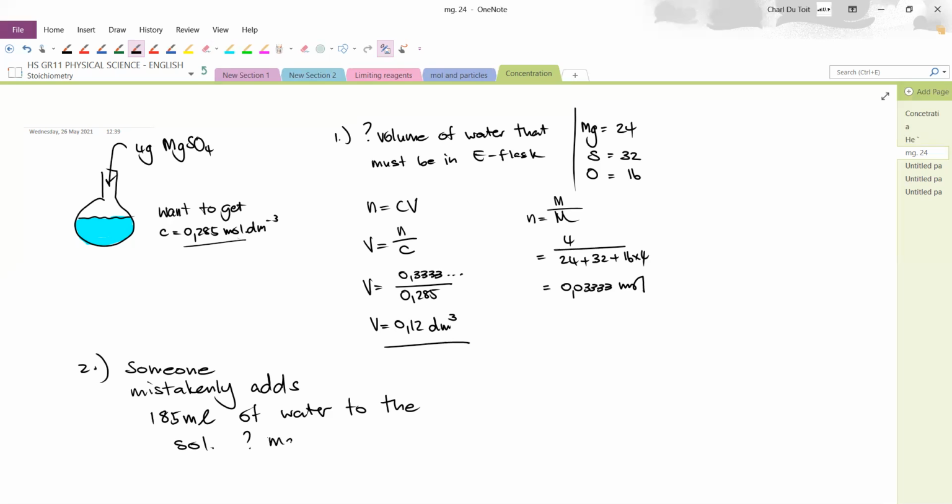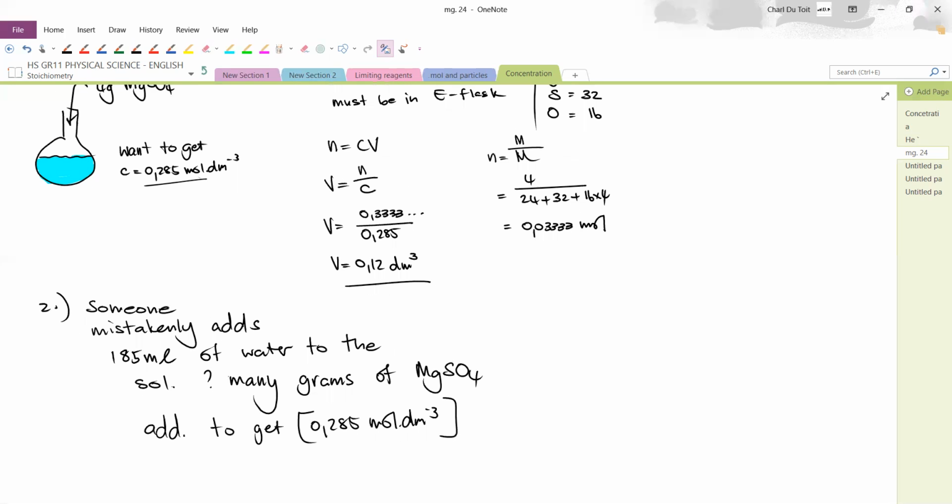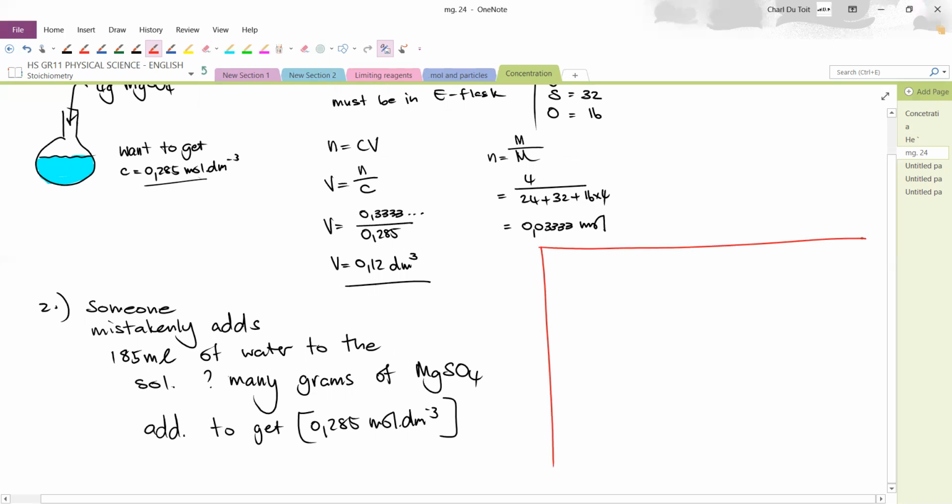How many grams of magnesium sulfate do I have to add to get the 0.285 mole per cubic decimeter concentration again? So someone added water unnecessarily. Now you need to add another batch of magnesium sulfate just to get the concentration back to 0.285. Calculate that on your own. Start with the equation always.